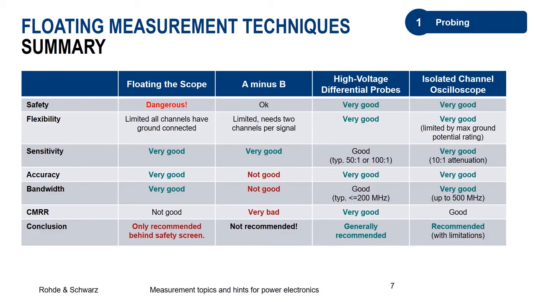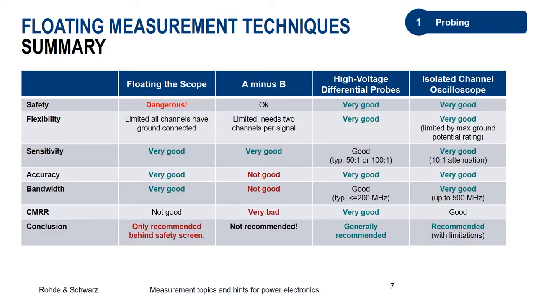Sensitivity is good, but everything else performance-wise is not great in such a setup. So such a measurement doesn't really make sense, because you don't get good measurement results. As I mentioned before, a high voltage differential probe is the way to go for floating measurements. You achieve bandwidths of typically 200 megahertz.